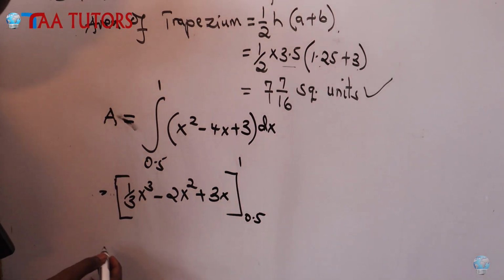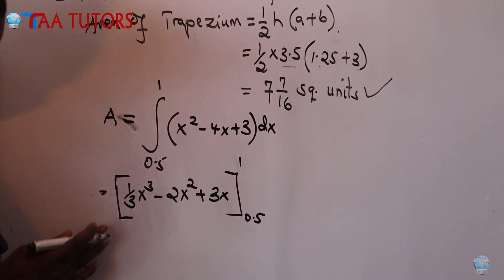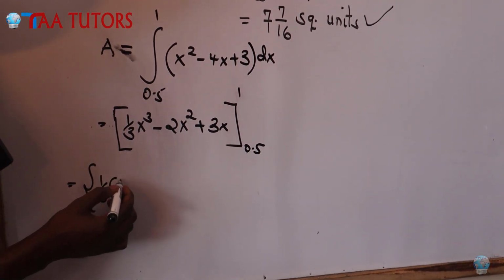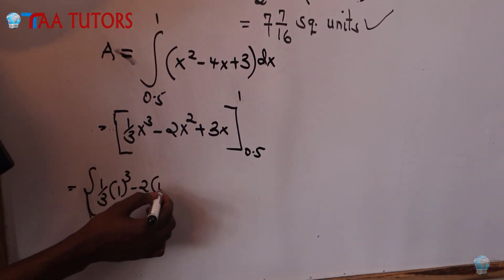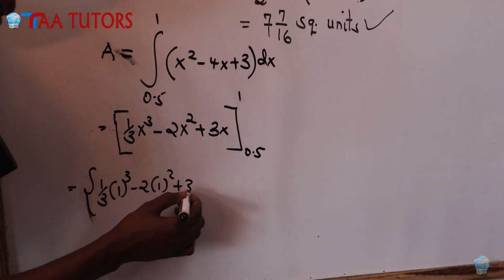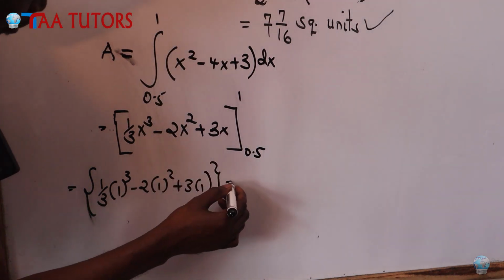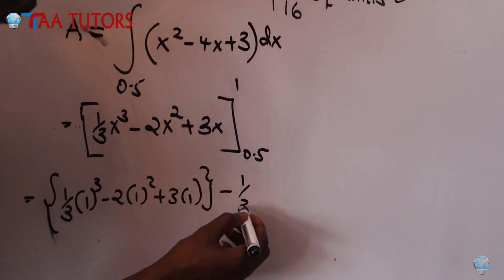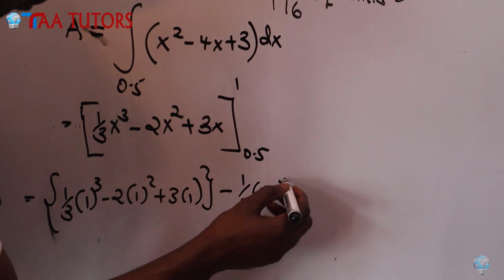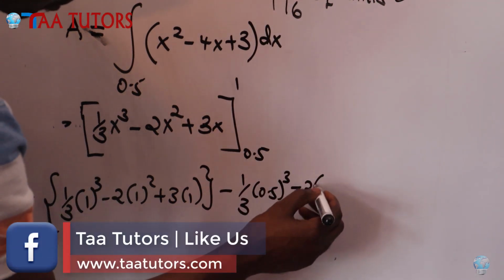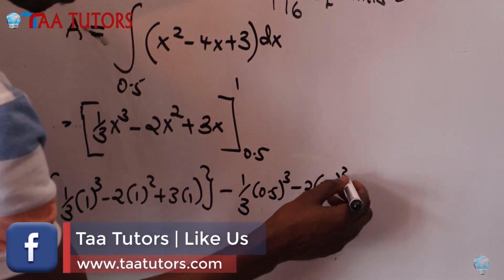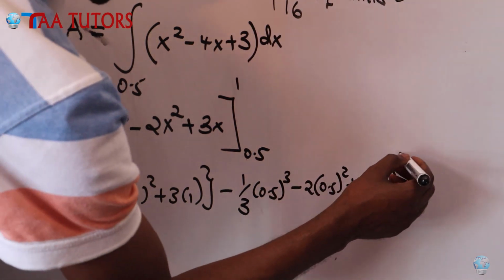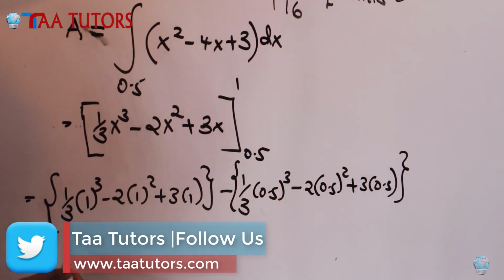So if we go forward to substitute, we are going to say this will be a third into 1 cubed minus 2 into 1 squared plus 3 into 1 minus this will be a third into 0.5 cubed minus 2 into 0.5 squared plus 3 into 0.5. So this one under the big bracket.